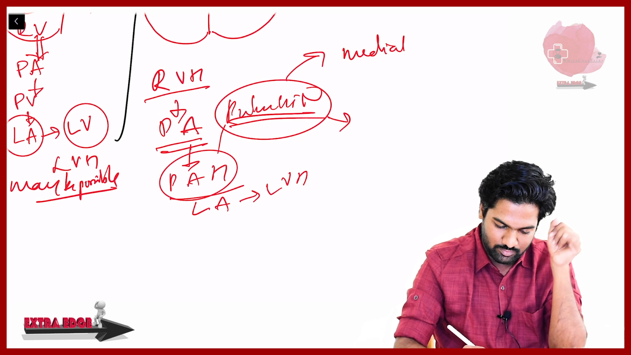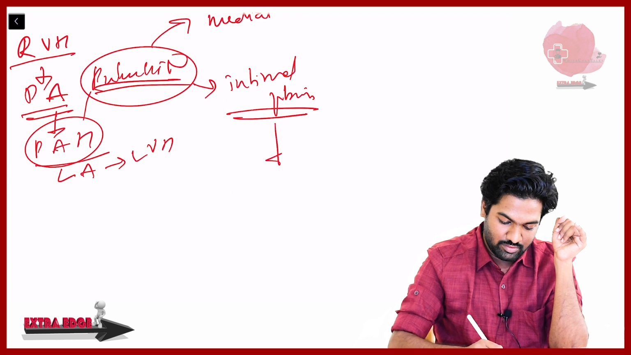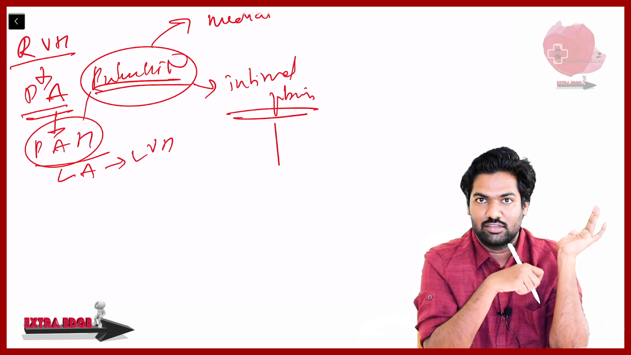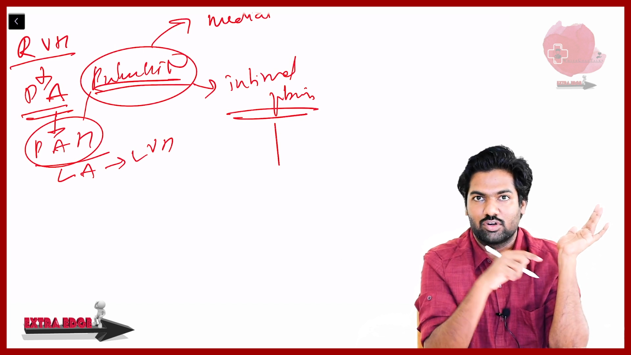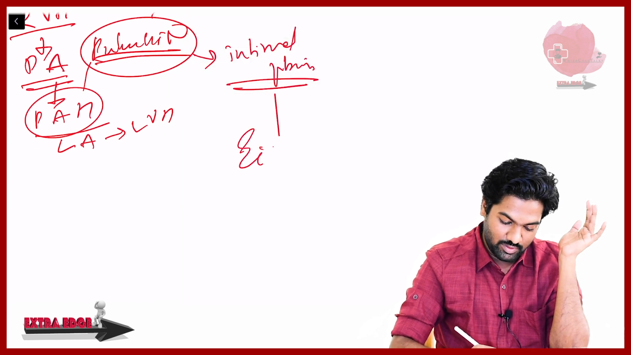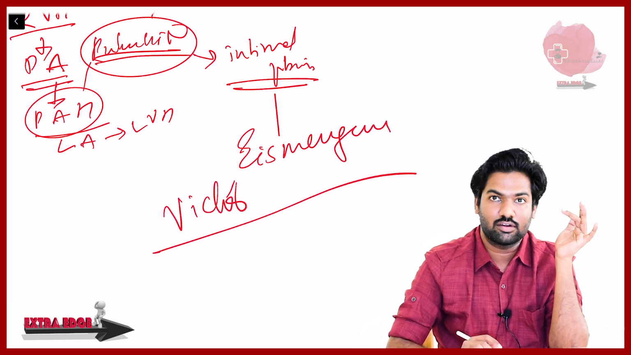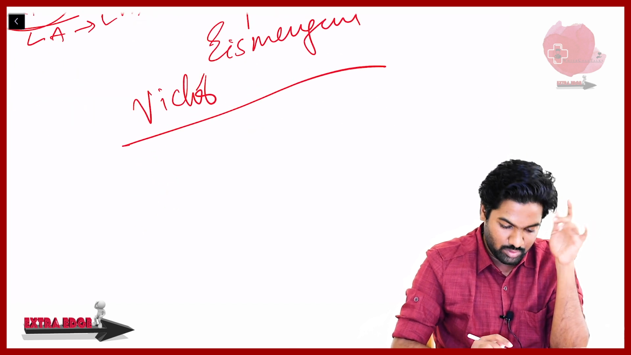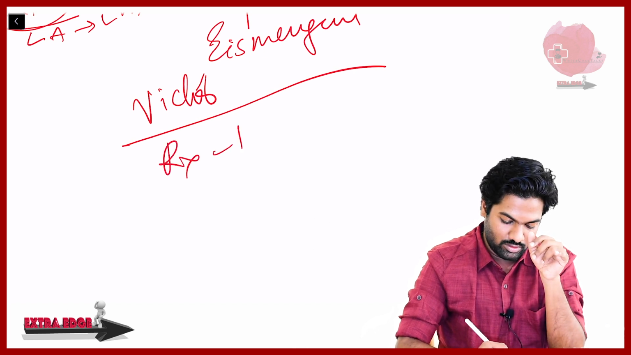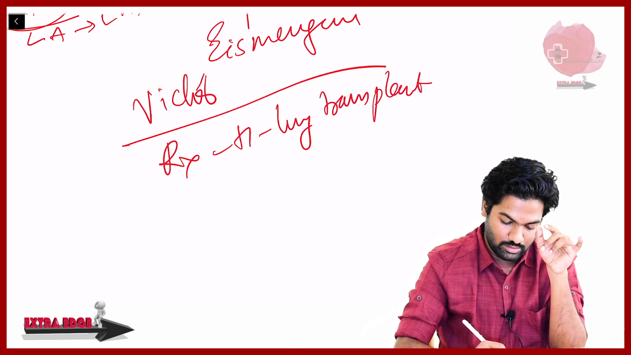And another thing which I forgot: intimal fibrosis, once it occurs, what is that called? Once intimal fibrosis occurs, the pressure on the right ventricle has increased so much that the shunt will change its direction from left to right to right to left. What is that called? Eisenmenger syndrome. It is named after this guy called Victor Eisenmenger. Okay, Victor Eisenmenger. Another thing which I want to tell: once Eisenmenger has happened, it is irreversible, and the only treatment available is what? Heart lung transplantation. Both heart and lung transplantation.